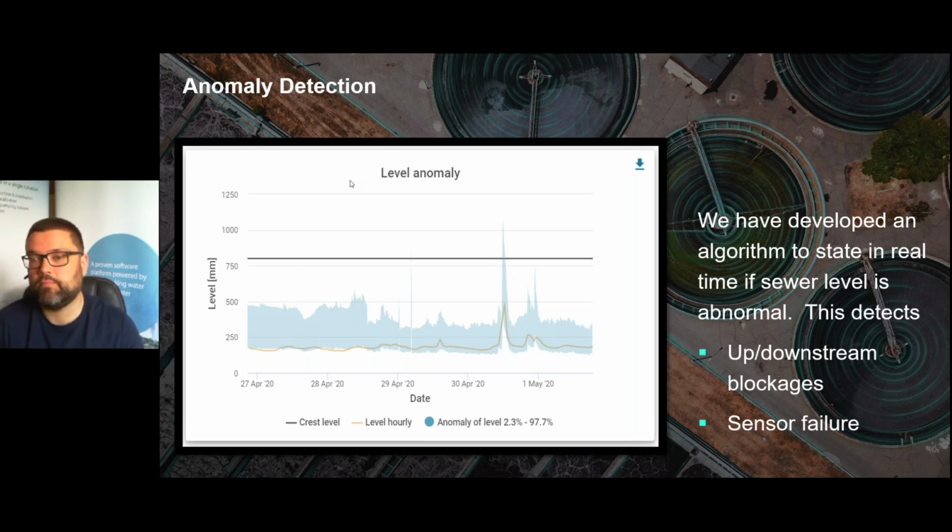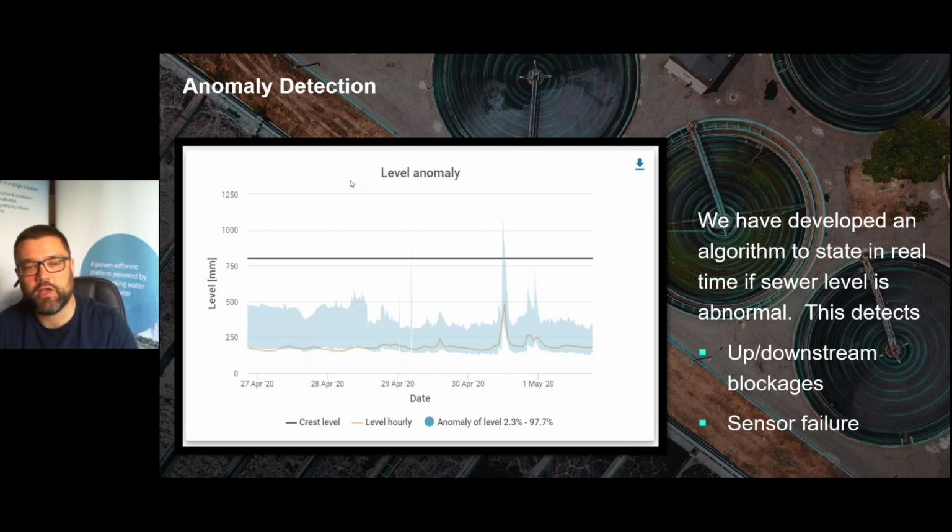As we looked at earlier in the second poll, I think it was, there has been a perception that sewer level sensors are not the most accurate in the world. And if you've got a model like this, the ability to detect the normal range of operation for the level in that particular point, then you can start to detect when your sensors fail, but also you can start to detect up or downstream blockages. And these blockages aren't necessarily going to trigger a level alarm.